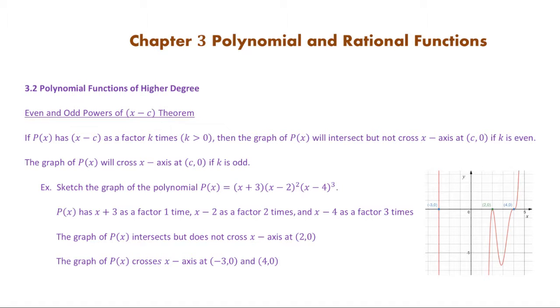And the exponent for x plus 3 is 1, and the exponent for x minus 4 is 3, so they are odd. So for these 2 points, the curve does cross the x-axis, because the exponent for each of those 2 factors is odd. So the curve goes from positive to negative or negative to positive at those 2 points. So the graph of p of x crosses the x-axis at negative 3, 0 and 4, 0. So you can see the graph, negative 3, 0 on the left, the curve crosses the x-axis, and on the right at 4, 0, the curve also crosses the x-axis.